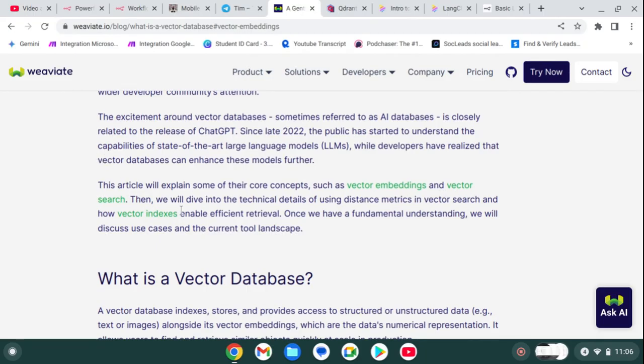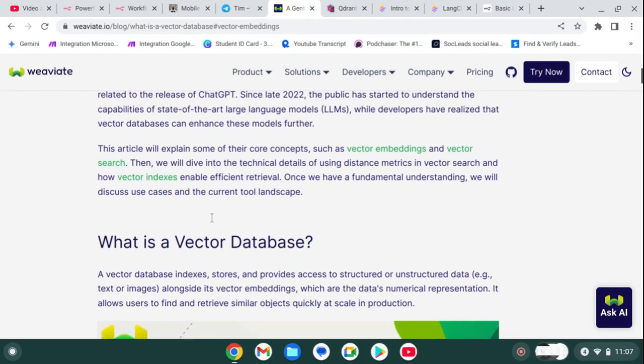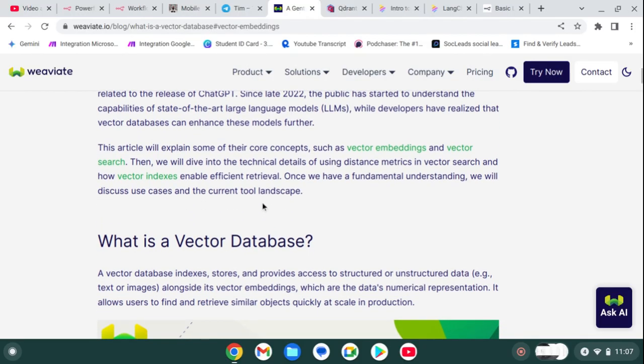Then we will dive into the technical details of using distance metrics in vector search and how vector indexes enable efficiency. Once we have a fundamental understanding, we will discuss use cases and the code landscape.